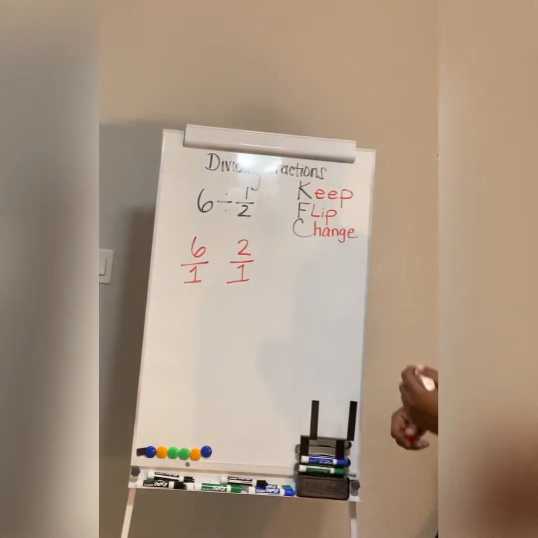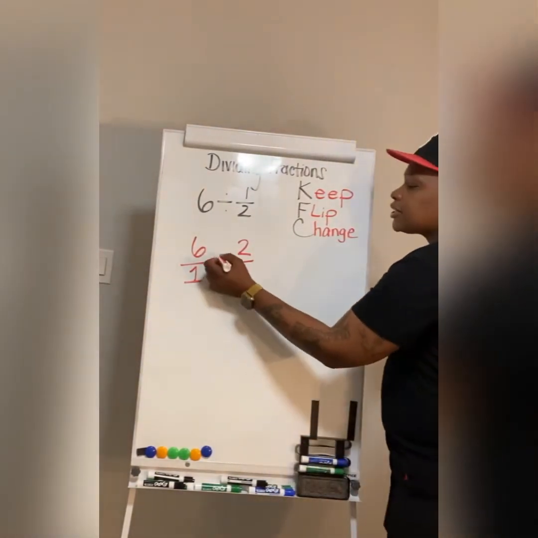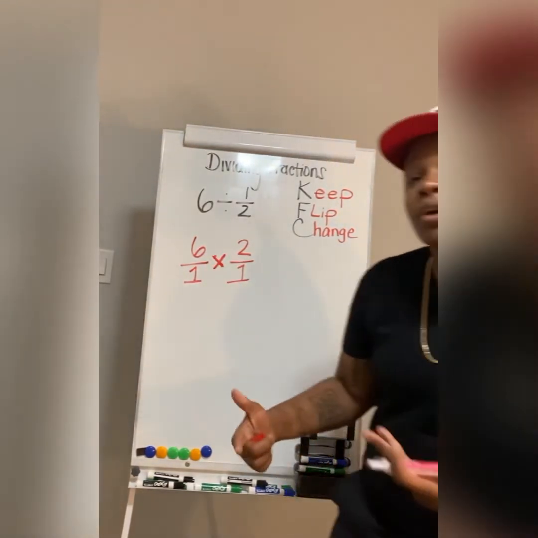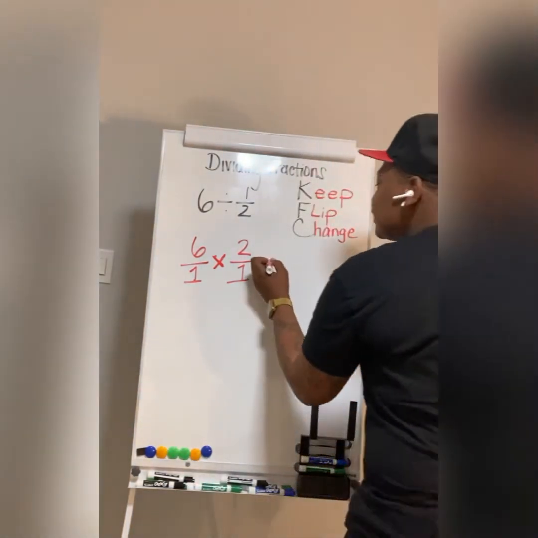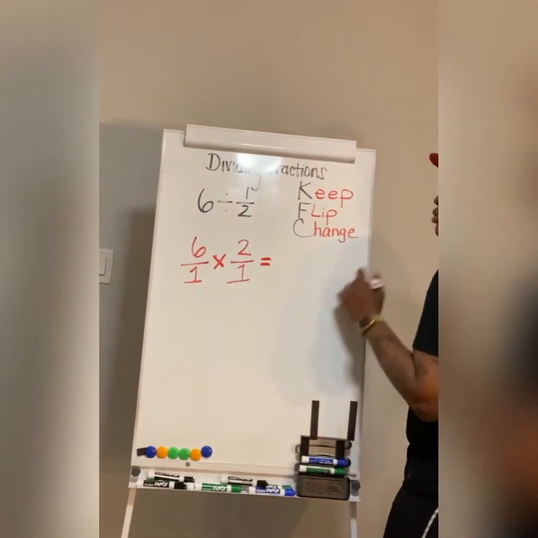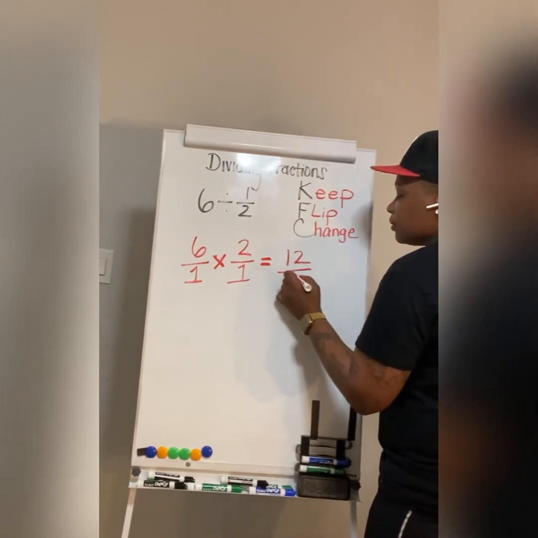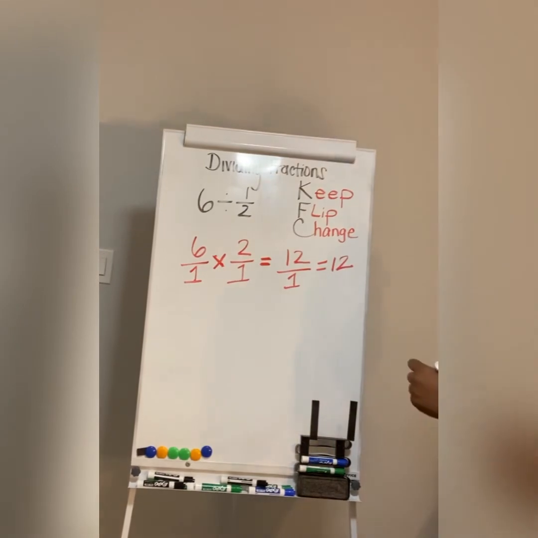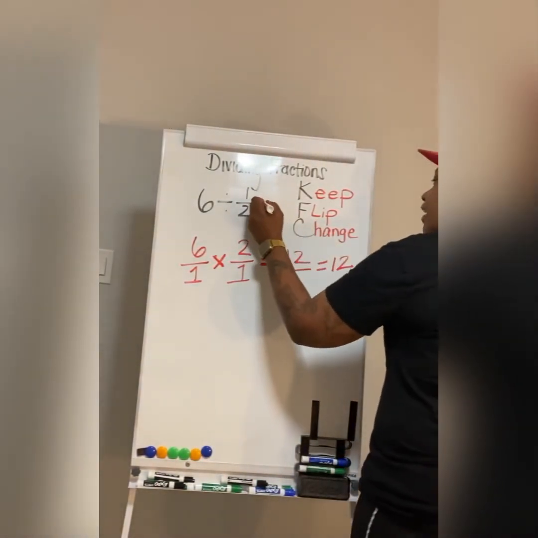Next, I change. I change from division to multiplication. So the funny thing is, even though we're dividing fractions, there's no division really involved in it. So let's take a look and see exactly what we're doing. So 6 times 2 gives me 12. 1 times 1 gives me 1. So really, this is just saying 12. So 6 divided by 1/2, we still got 12.